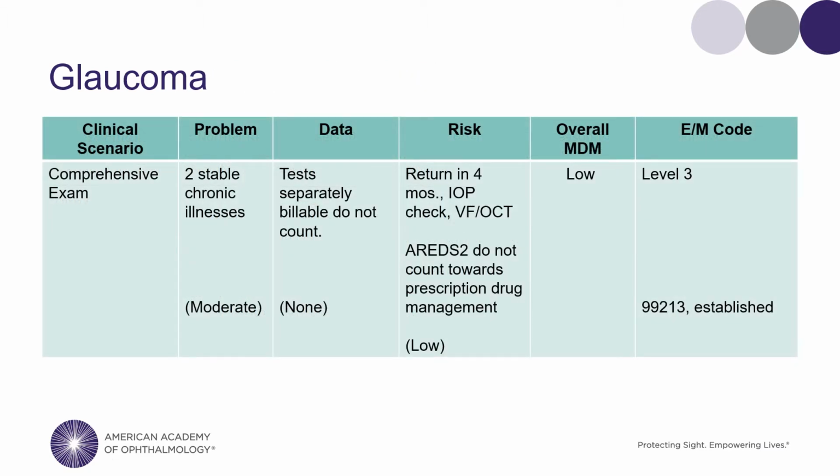For this case, we have a comprehensive exam with 2 stable chronic illnesses and a moderate level of problem. There's no relevant data. The risk is based on the return in 4 months for an IOP check and testing, which would be considered low. Note that recommending the AREDS 2 would not count as prescription drug management. So the overall medical decision-making would need to meet or exceed 2 of 3, which for this case would be low. And the final E&M code for the established patient is level 3, or a 99213.